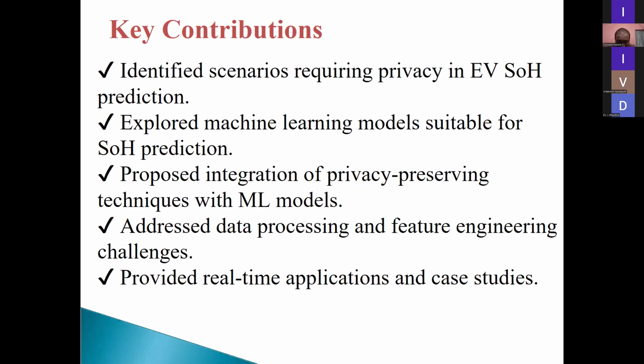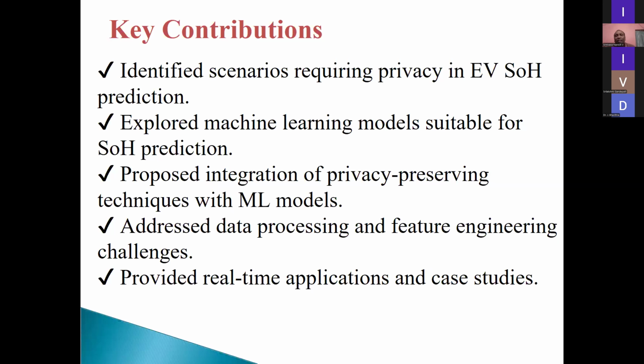See here. Identified scenarios requiring privacy in electrical vehicle SOH prediction. I already explained various scenarios in healthcare, because if a person's health data is out, he may not get married. So there are various issues, scenarios I already explained. But why is privacy needed in state of health? I'll explain. The first contribution we are going to make here is why privacy is needed for electrical vehicle state of health prediction. That is what I am going to discuss here.